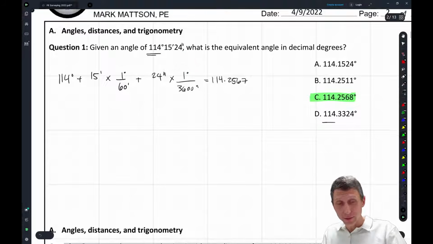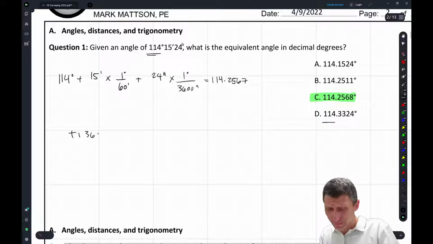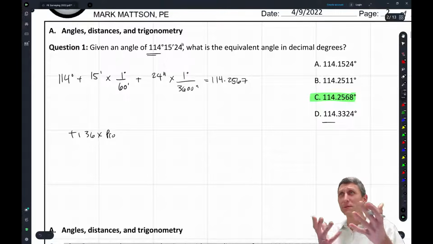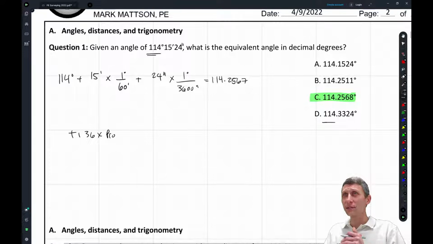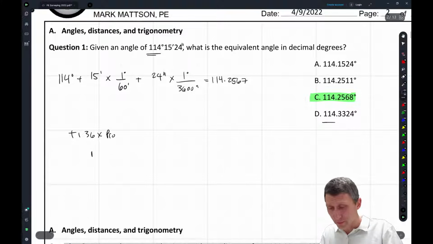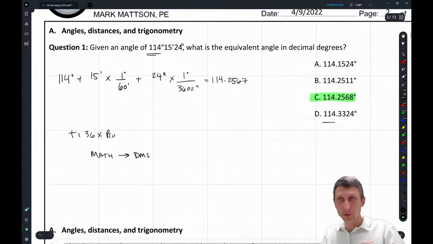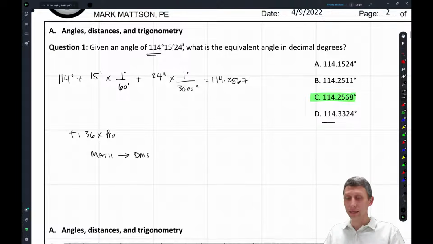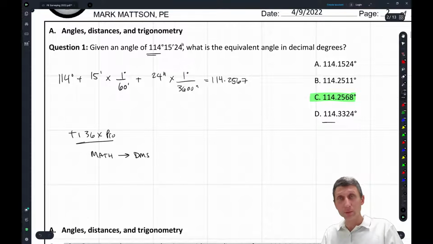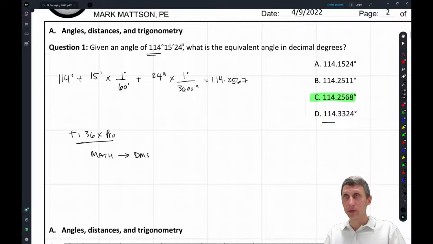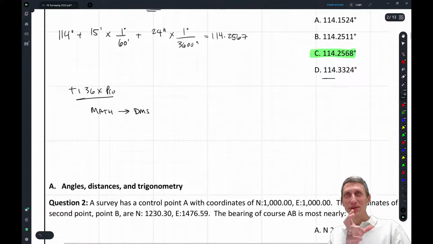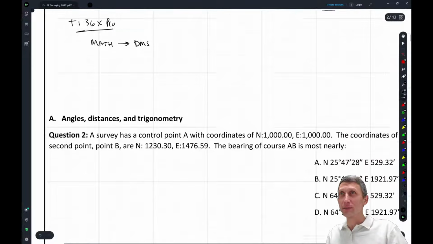Again, if you're on the TI-36X Pro, which is the one I'm using, maybe you can put in the chat what you're using. Some people like the Casio version, some people like the HP, but for me, this is what I'm using. If you go to math and then to DMS, you can enter this in directly, and once you hit enter, you get the conversion as well. Kind of a simple problem to jump into, but that ten-thousandth is bugging me, so we'll just keep moving on.